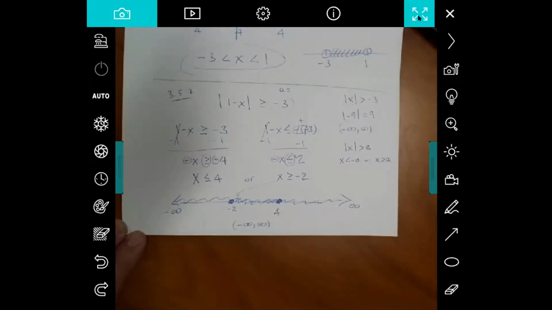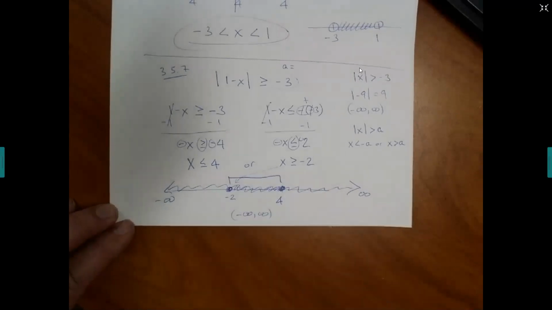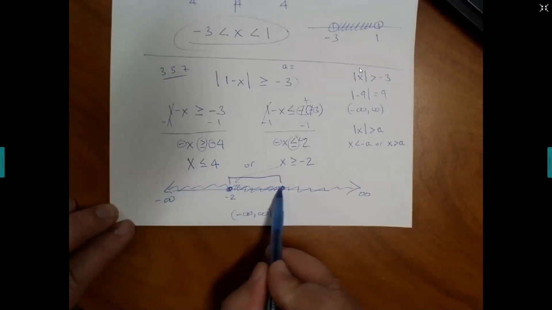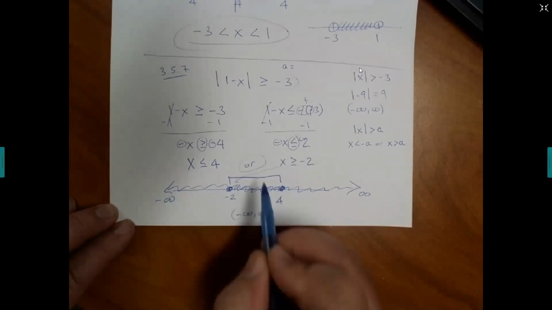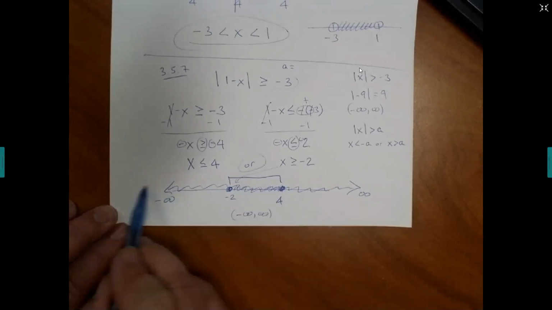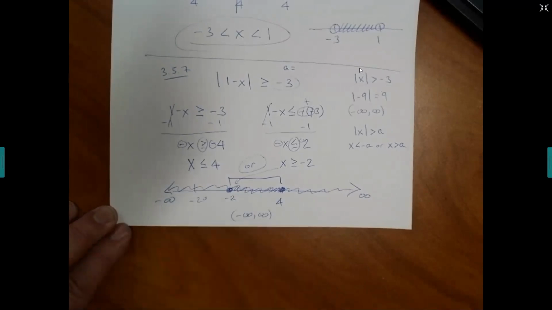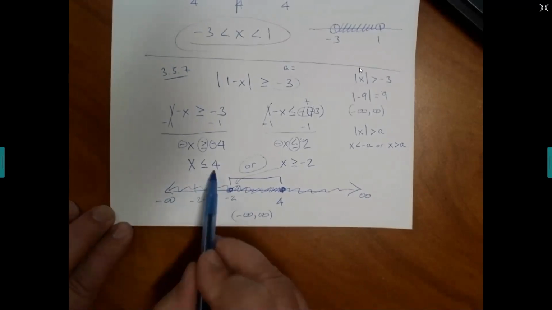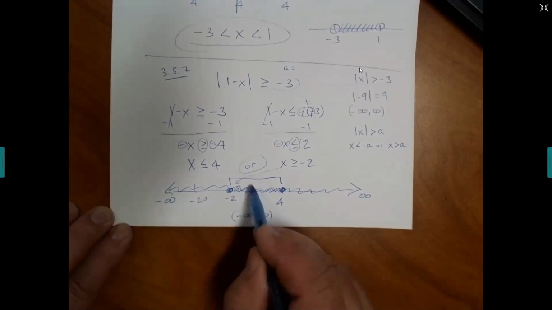No, it has to be an or. If it was an and, it would only be this. Where is x less than 4 and greater than 2? It's only this area here. That's why it's an or. It could be anything beyond this. So is negative 20 a possible answer? Yeah, because negative 20 is less than 4. And everything works, right? That's why you can't use and.